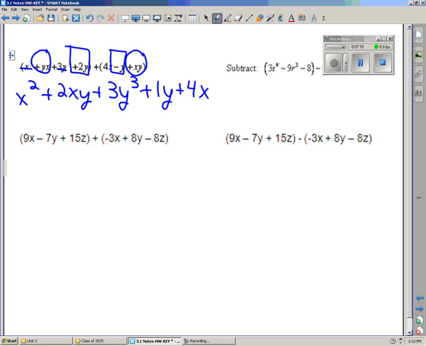It's a very long answer. I'm not worried about alphabetical order. It's just kind of whatever you see, but you should have x squared plus 2xy plus 3y cubed plus 1y plus 4x. And there's no other like terms.